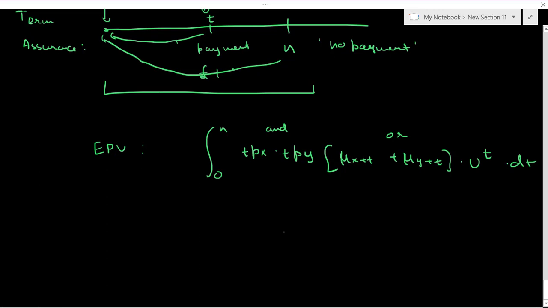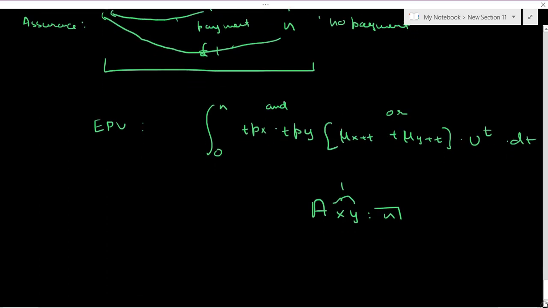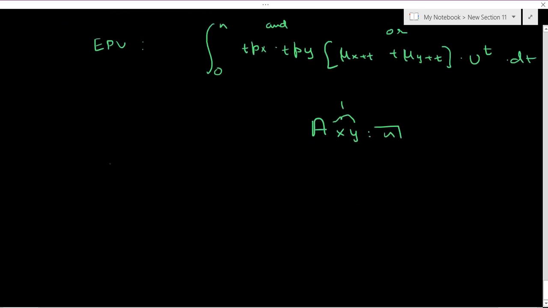This is how you calculate the EPV of this contract, and this is denoted by the symbol A x y n with a 1 over the x y. This denotes that a payment is only made if this status fails first rather than this. Okay, and if I talk about the corresponding endowment assurance, for that I'll need the pure endowment part.